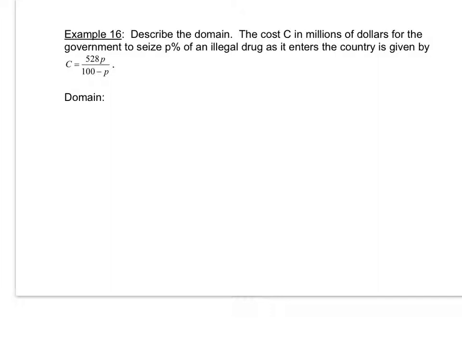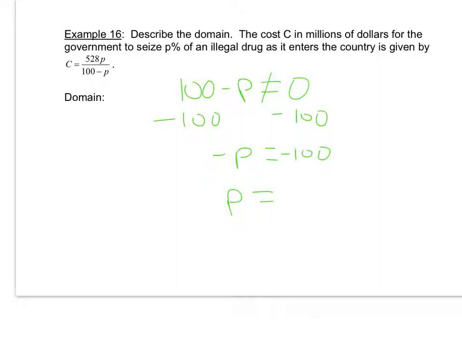We know this has to not happen. That it can't equal 0. But here's the thing. So let's solve that first. So subtract 100. You get negative P equals negative 100. So P cannot equal 100. Okay, so we know that much.